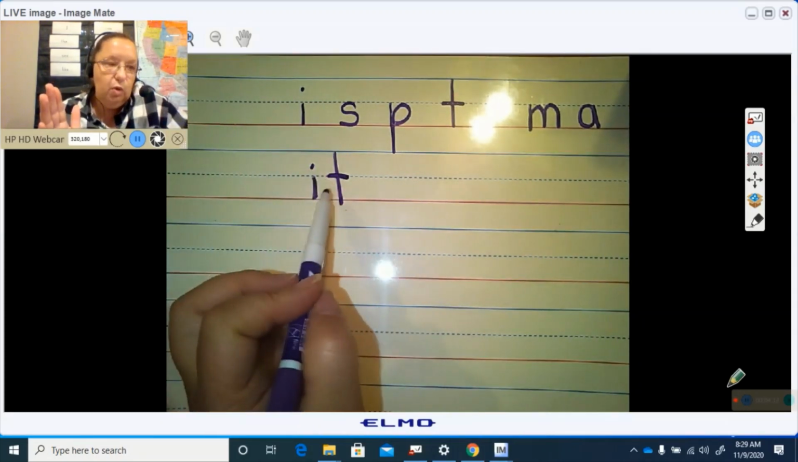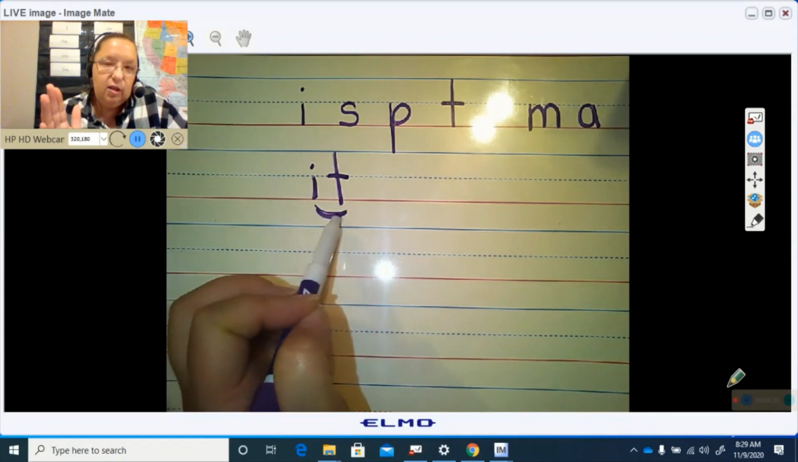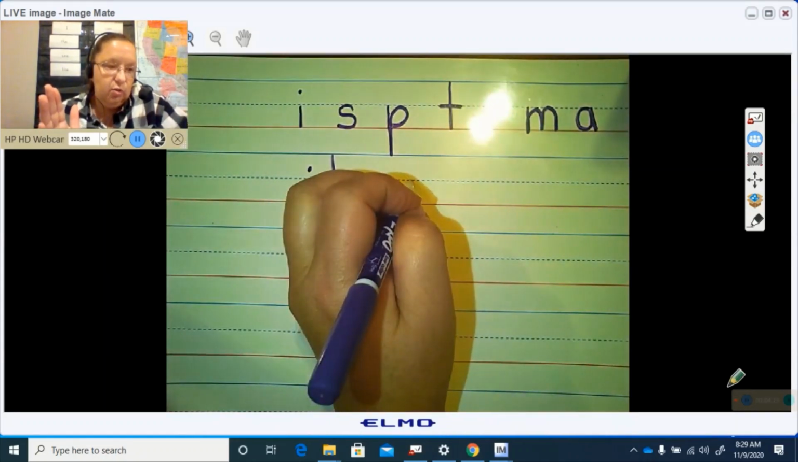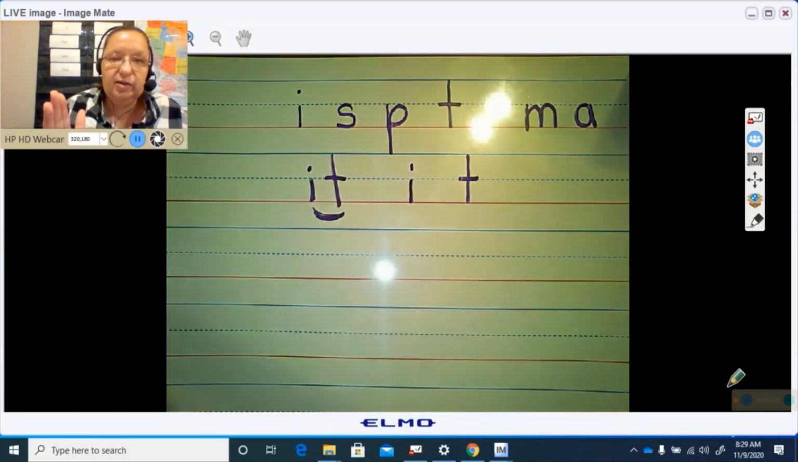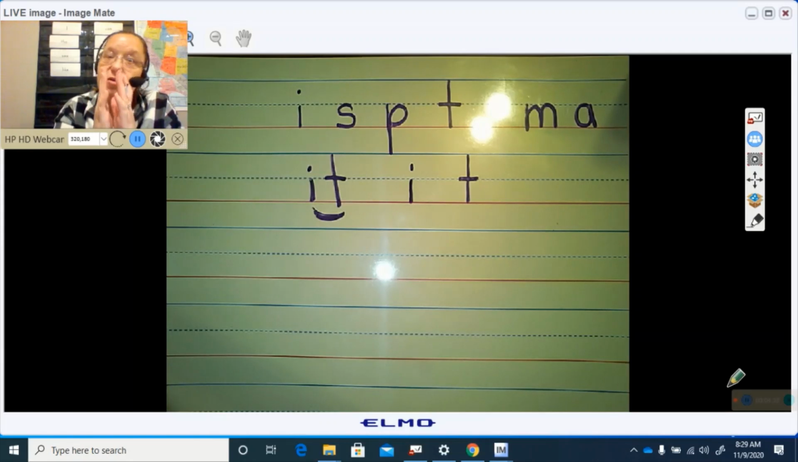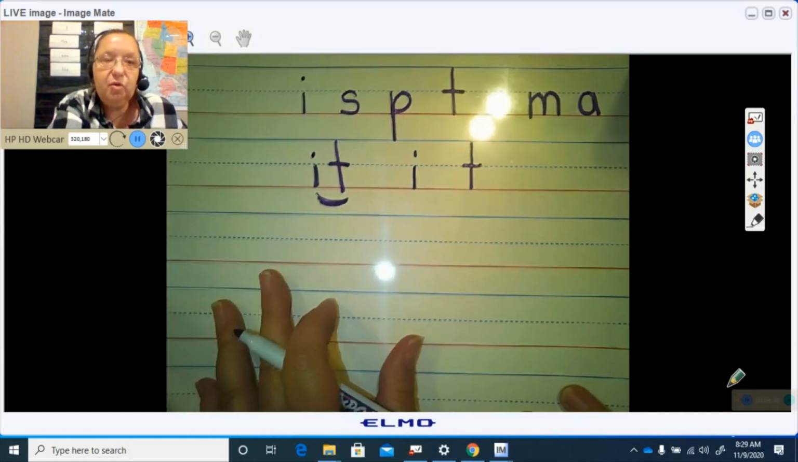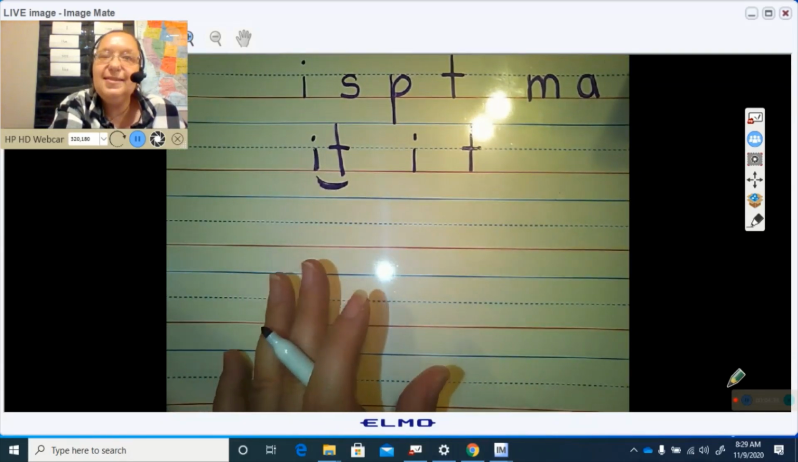And since it's one word, we write them really close together. We're not going to do I here and T clear over there on the space. It's a word, so the two letters live close together. Let's do another one. Sit.